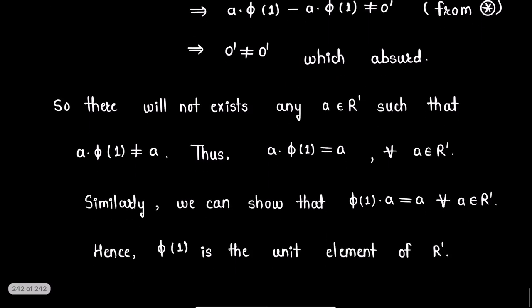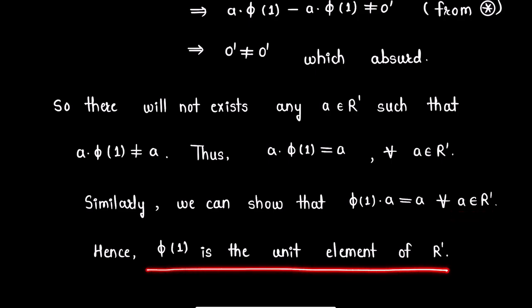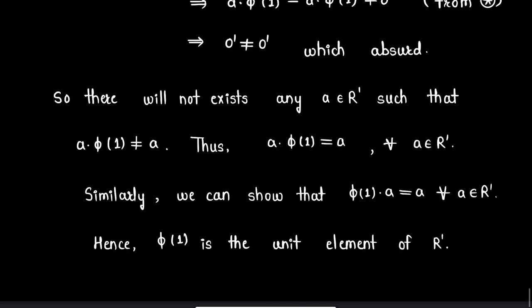So there does not exist any a in R dash such that a dot phi of 1 is not equal to a, and thus a dot phi of 1 will be equal to a for all elements a in ring R dash. Similarly, we can show that phi of 1 dot a is equal to a for all elements a in ring R dash, and hence phi of 1 will be the unit element of ring R dash, and this proves our result.